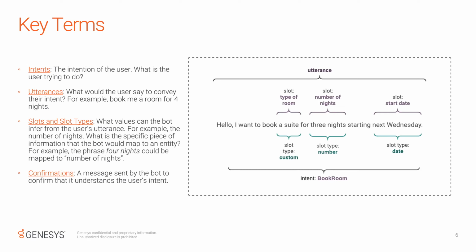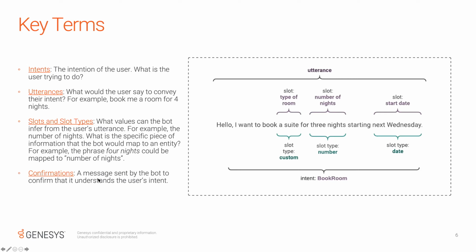And the slots are the things that a programmer needs to invoke some function or some API request or some system to actually make that booking. So that's slots and slot types.